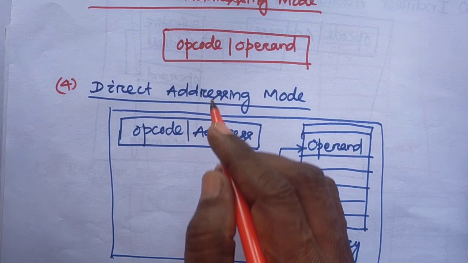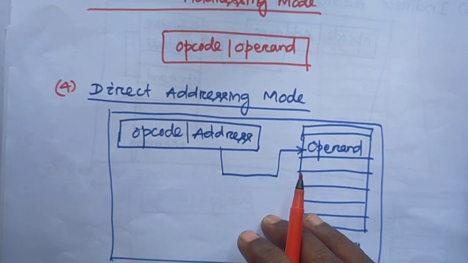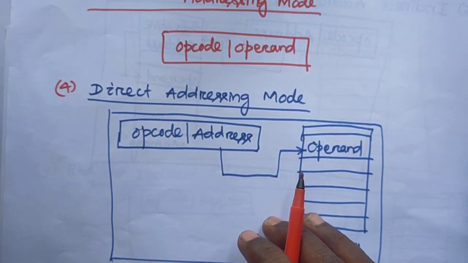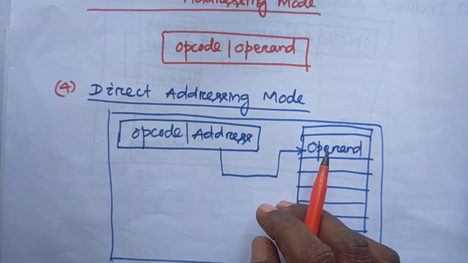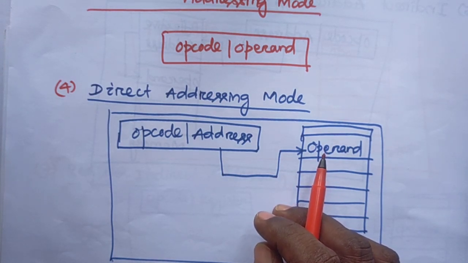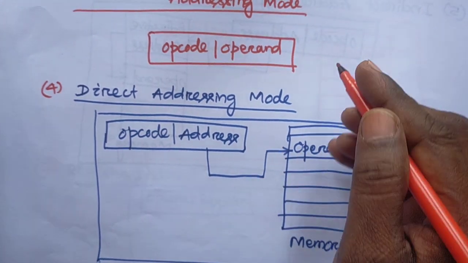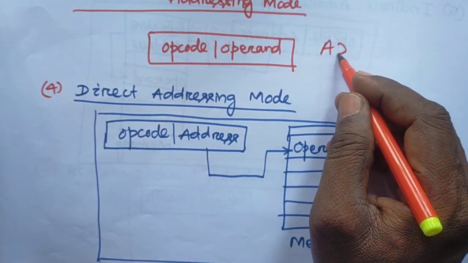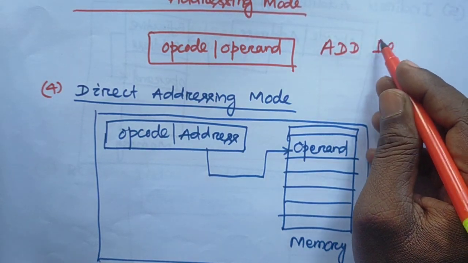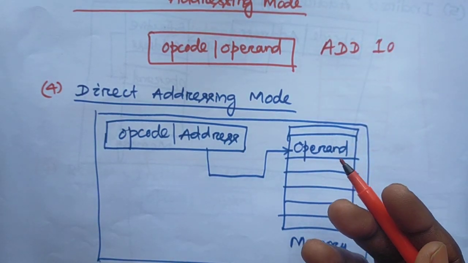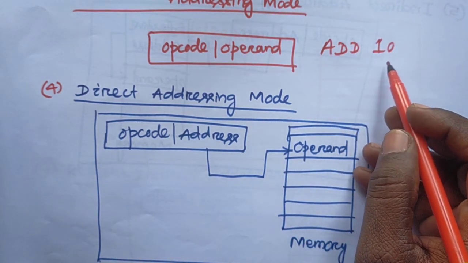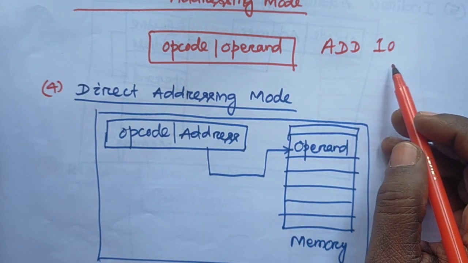Here is the opcode and operand, the two parts. Operand data can be used directly. A very simple example of how operand data is used immediately: suppose add 10. Add 10 means the direct operand value, 10, is added.